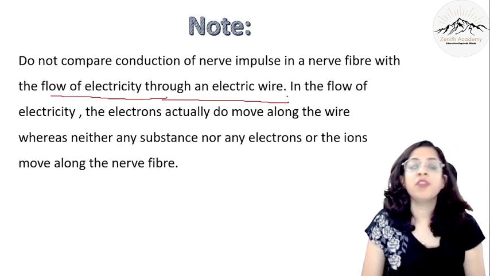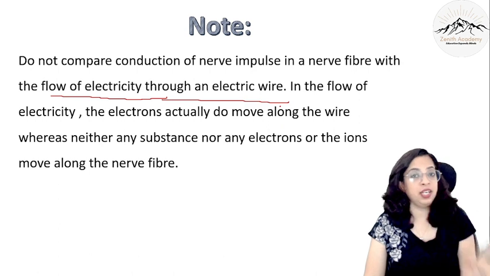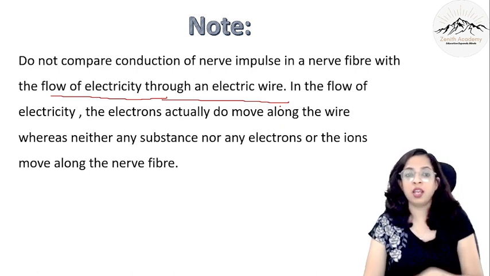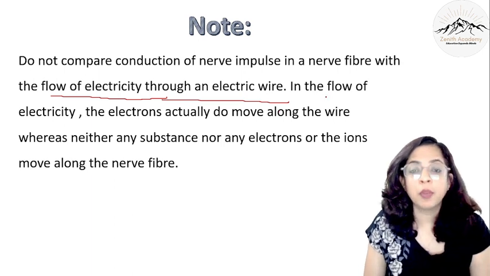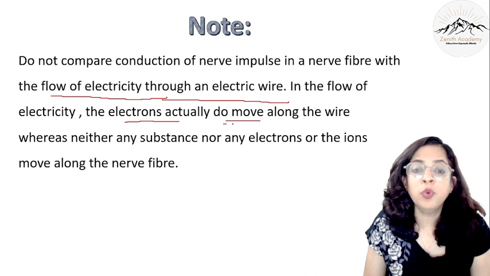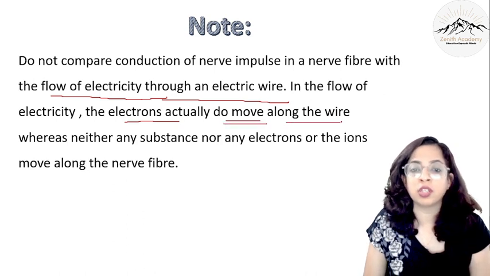Flow of electricity through an electric wire is completely different, my dear children. Never compare conduction of nerve impulse with electricity flow. Why? Because in the flow of electricity, the electrons do move. Electrons move along the wire.